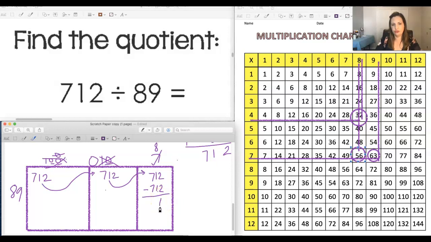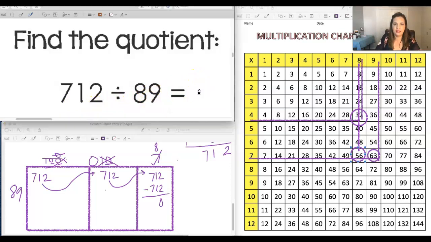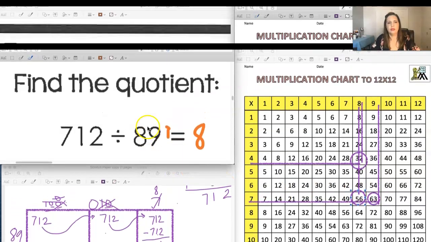712 minus 712 equals 0. I have no remainders. So the quotient of 712 divided by 89 equals 8. Okay, I know that was challenging. That's just for you guys who are ready for that challenge.